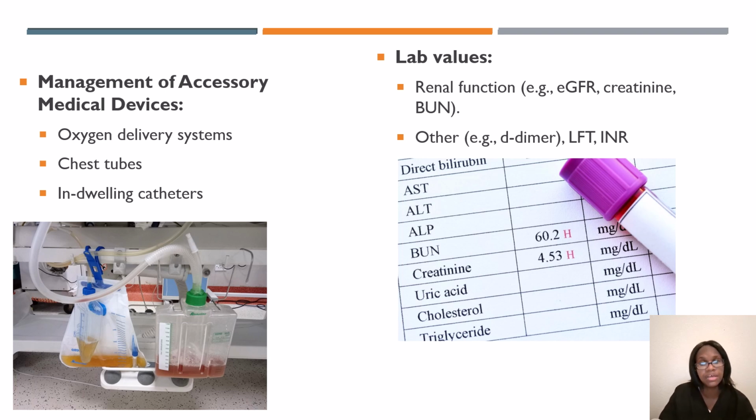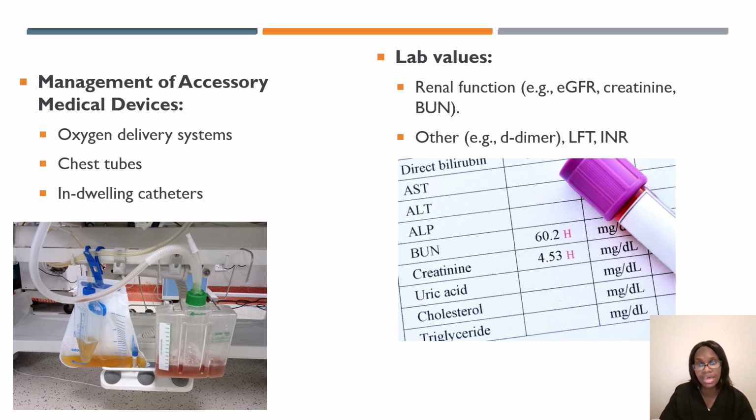For your management of accessory medical devices, you have your oxygen delivery system, chest tubes, and indwelling catheters. Do you know that the bag is supposed to be kept below the waist level? If not, the urine and the blood can back up into the patient's tubing, causing an infection. Worst case scenario, an infection that cannot be cured, and death.